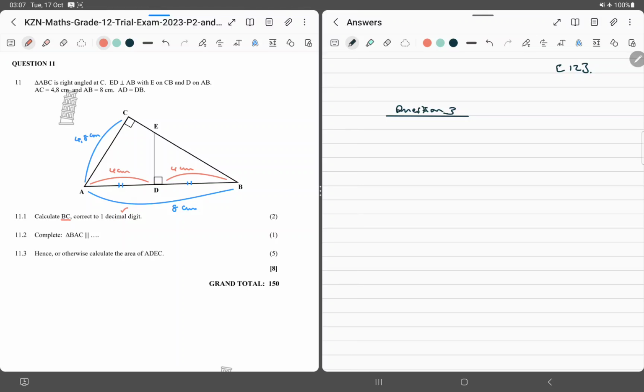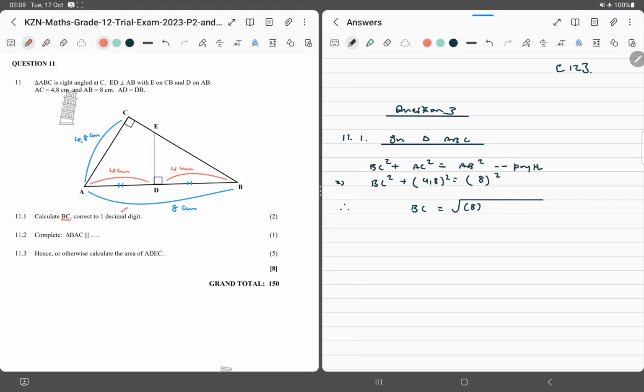Correct to 1 decimal digit. This is easy because this is Pythagoras theorem. So 11.1, we can say in triangle ABC, what do we know? We know that BC squared plus AC squared is going to be equal to the hypotenuse side squared. This is Pythagoras. This implies that now BC squared, which is what we want, plus AC, which is 4,8 squared, equals AB, which is 8 squared. Therefore, BC is going to be the square root of essentially 8 squared minus 4,8 squared. Now we're told correct to 1 decimal digit.